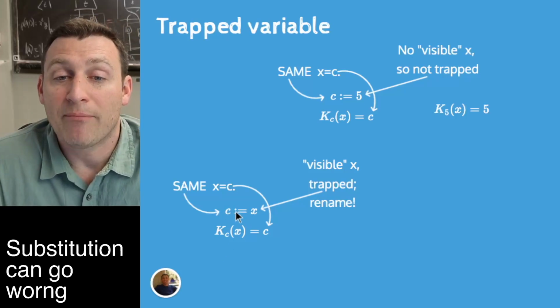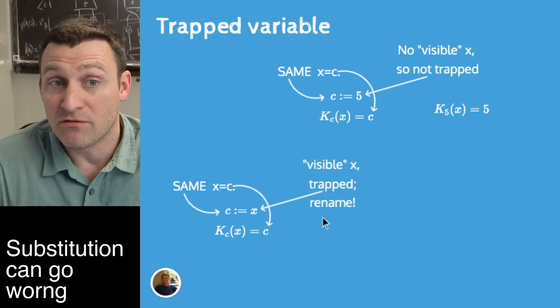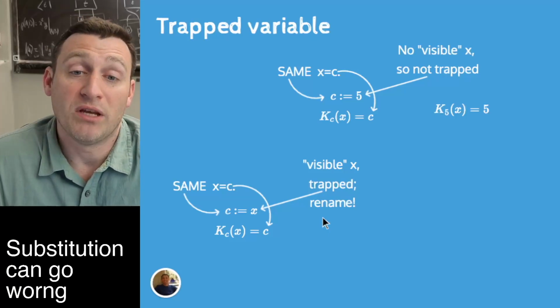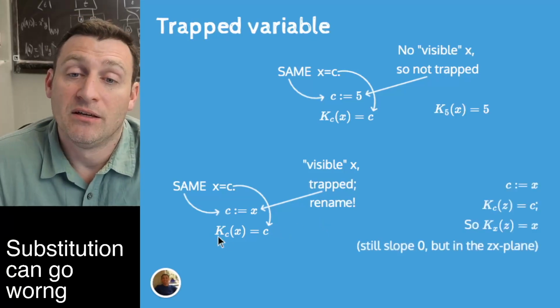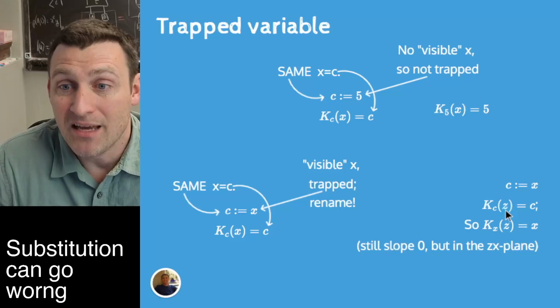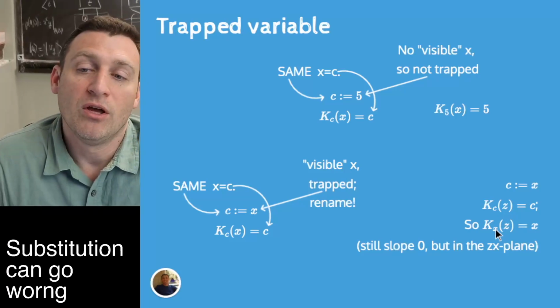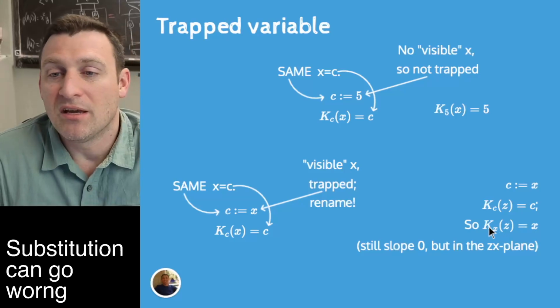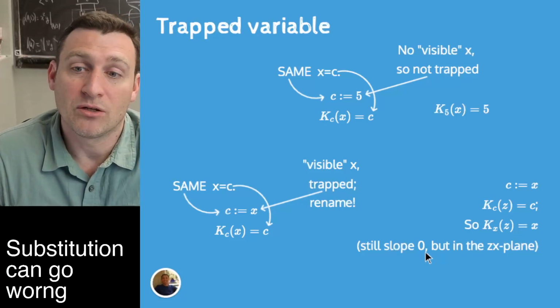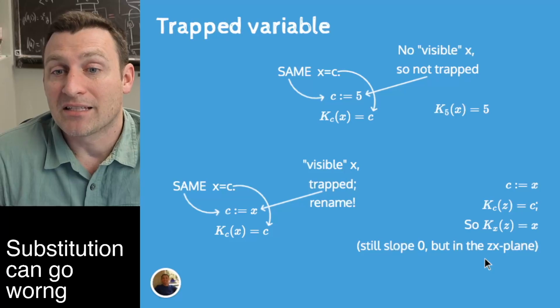Meanwhile, in this one, where Curry and Feys put the variable on the lunch menu, we see that we have trapped the variable x between the two c's. Because it's visible and trapped, meaning it's not part of a local variable, we now have to rename the function's x. In a proper substitution, if we want to replace c with x, we would look at k sub c of z, having renamed that internal variable. We could then replace it with x, and then we see that it's k sub x of z equals x. Since z isn't x, this is actually a constant function. It has slope 0, but just in the zx plane.